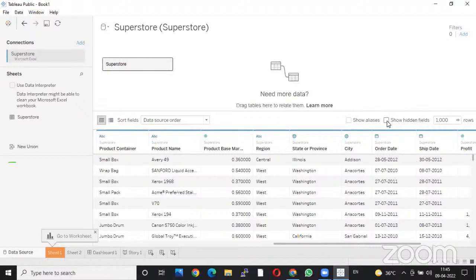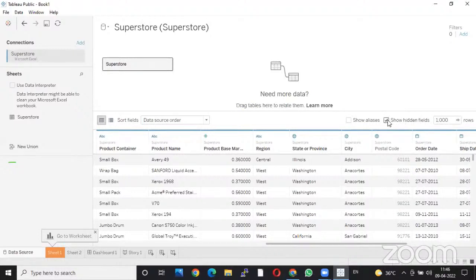Now, if you want back the column which I have hidden, here you can see Show Hidden Fields. I will click on this checkbox. So this postal code is getting shown over here. You will click again on the drop down and unhide this postal code column. So this is how you can also transform the data in Tableau. You don't have to make any changes in Excel.